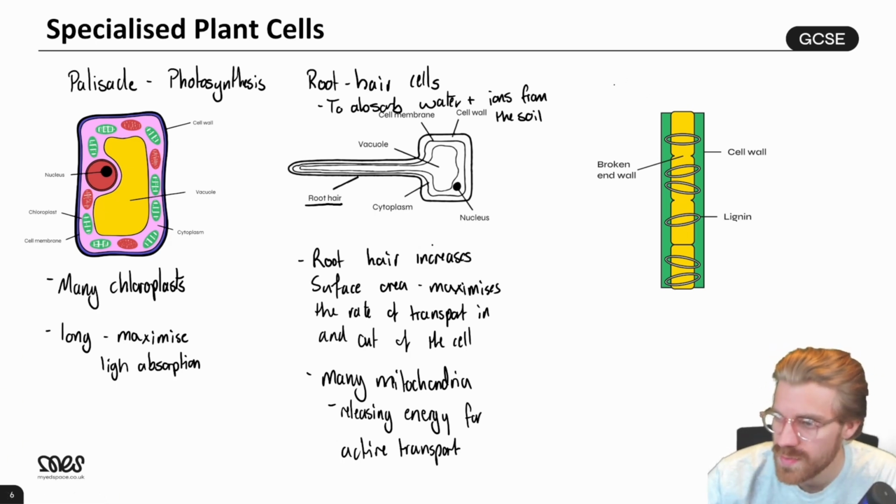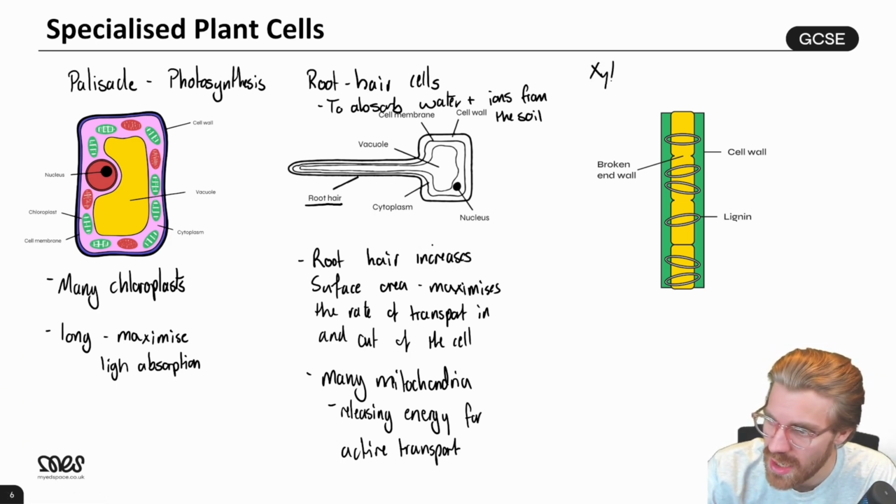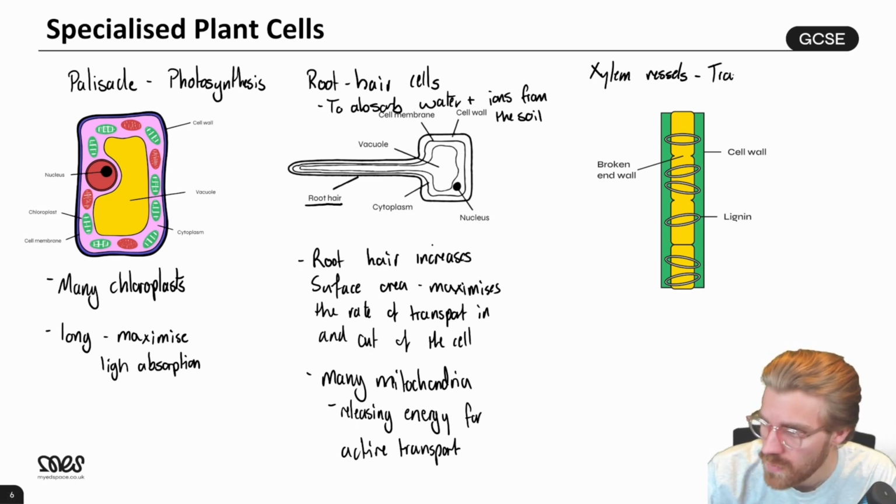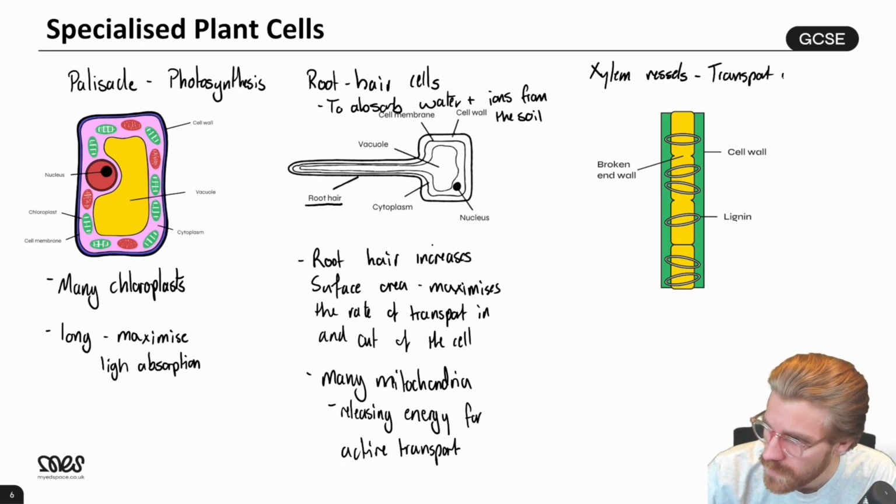Our next type of specialized plant cell are the xylem vessels. Now the xylem vessels, they form part of the xylem tissue, and this is used to transport water up the plant in the transpiration stream.